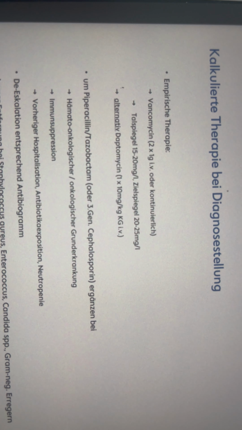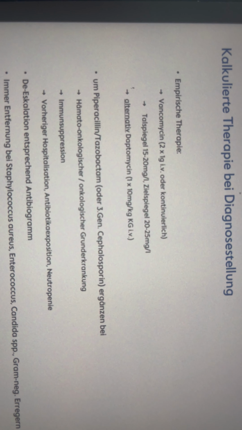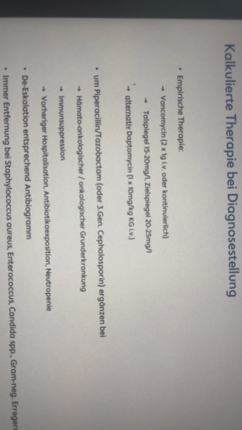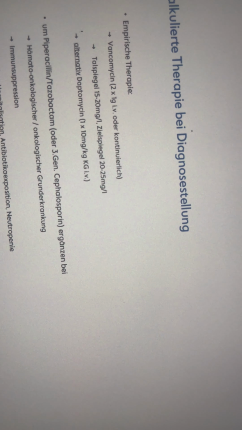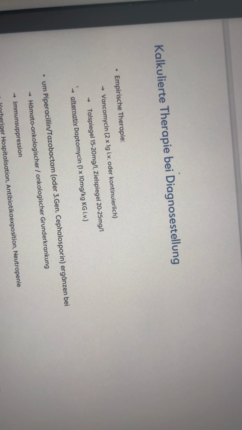How do you begin with therapy? Just begin with vancomycin, and apart from that, in immunocompromised patients, you have to add Pip/Taz or a cephalosporin, and de-escalate according to the antibiogram. Also remove the catheter if there are Staphylococcus aureus, Enterococcus, Candida, and gram-negative pathogens, as we already discussed according to the IDSA guideline.